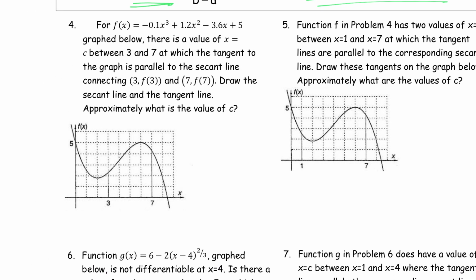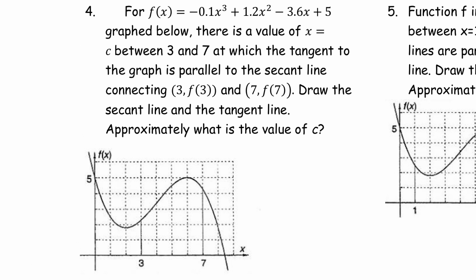So let's look at problem number 4 first. We've got this f of x, big, ugly, cubic, great. It says there's some value x equals c between 3 and 7 at which the tangent of the graph is parallel to the secant. Tangent hits 1 point. Secant is connecting 2 points. That's a big difference here, okay? It wants us to draw the secant and the tangent line and then kind of approximate c.